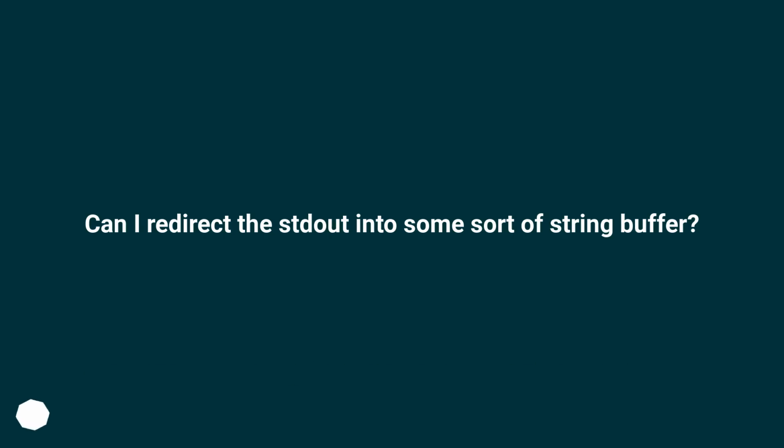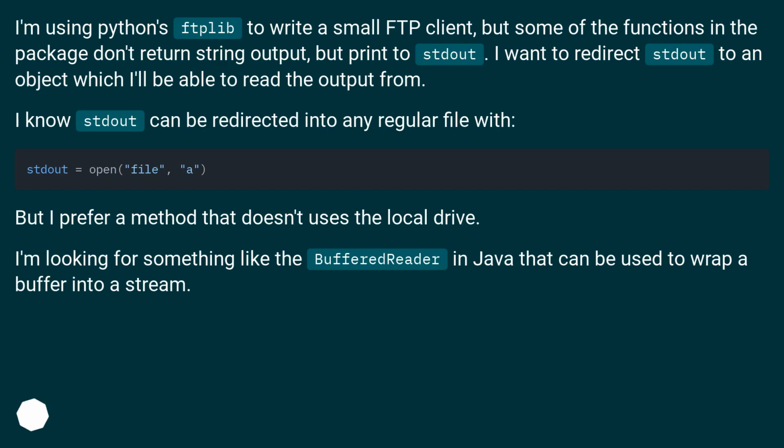Can I redirect the stdout into some sort of string buffer? I'm using Python's ftplib to write a small FTP client, but some of the functions in the package don't return string output, but print to stdout. I want to redirect stdout to an object which I'll be able to read the output from.